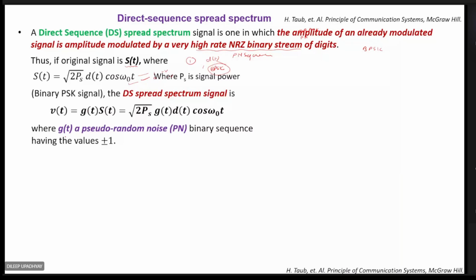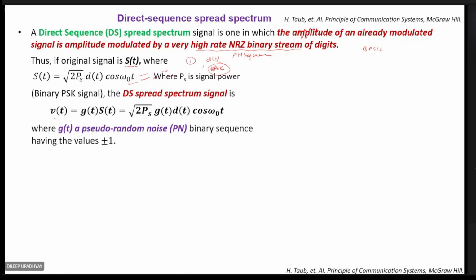So this g(t), as I told you, is nothing but a pseudo random noise code binary sequence having the value of plus 1 and minus 1. It is called random. In all mathematical calculations, we will be considering it random only, but it is not in fact random. In the implementation it is deterministic, whose period of repetition is very large. It is represented simply as a binary digit having the value of plus 1 or minus 1, like 1 is represented by plus 1 volt and 0 is represented by minus 1 volt. So this is nothing but the NRZ data, simply.